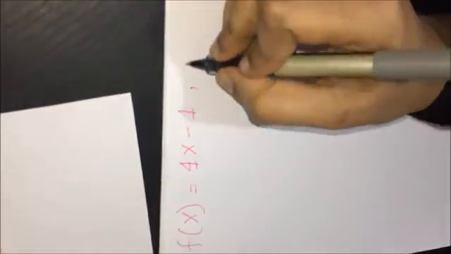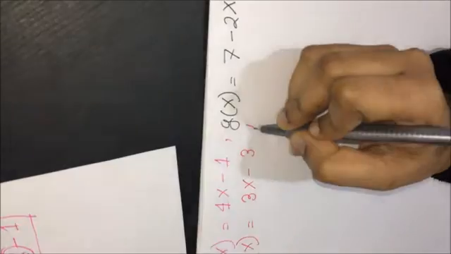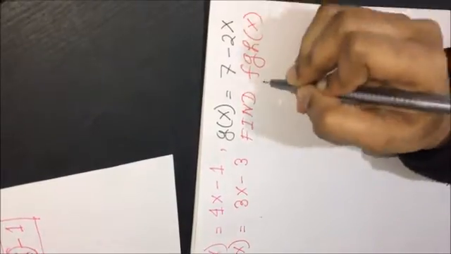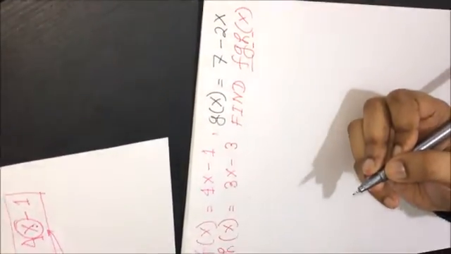Now the last question, I'm going to do another exam type question with 3 functions. If I've got 3 functions, the examiner is going to ask you: my function of x is 4x minus 1, my gx is 7 minus 2x, and my hx is equal to 3x minus 3. Find f, g, h, x. This is a composite function because this is the combination of 3 functions.